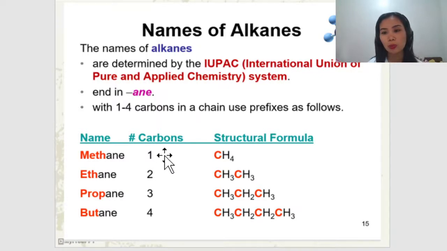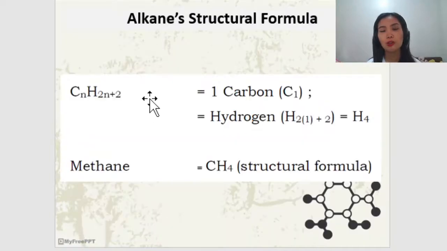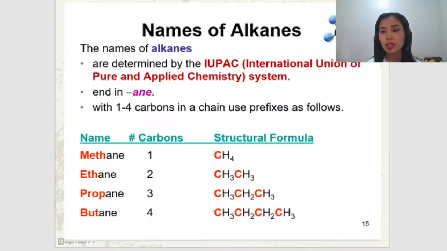M, methane, that is 1. Ethane, that's 2. Propane, 3. Butane, 4. Just follow the general formula of alkanes, CnH2n+2. For the n, just substitute the number of carbons. So that is why methane is CH4, and it follows for the ethane group.